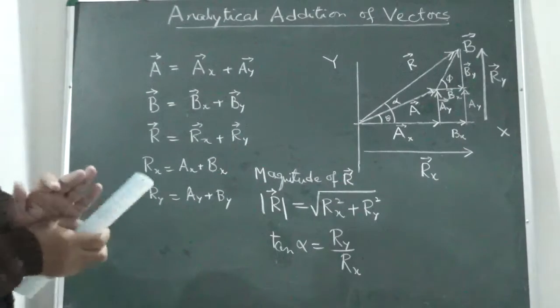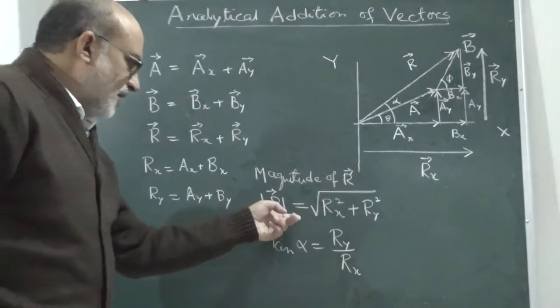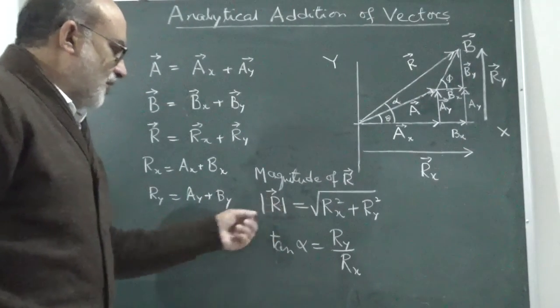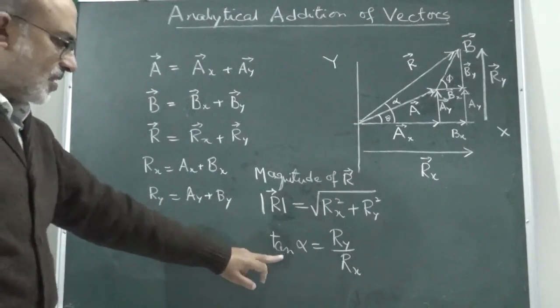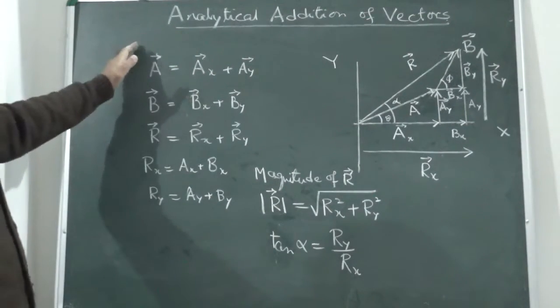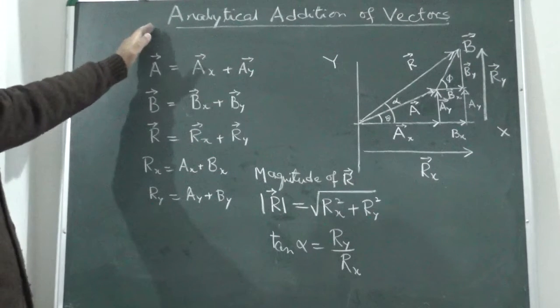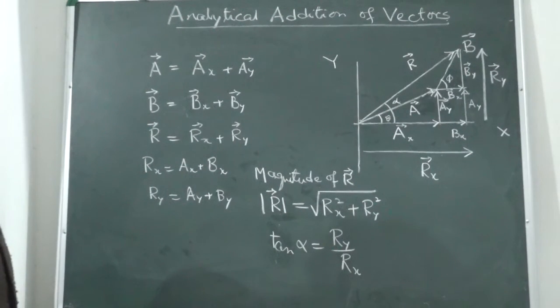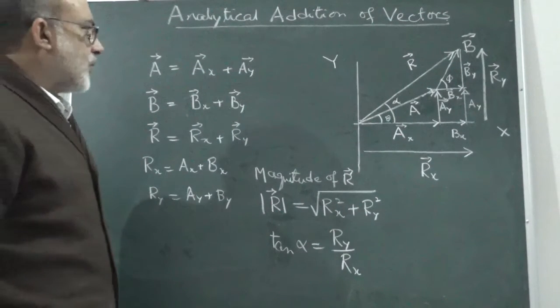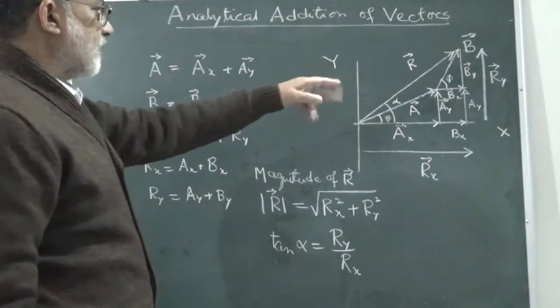So in this way, this is the magnitude of the resultant and this is the direction. In this way you can add vectors analytically. What you have to do in order to add vectors analytically is resolve all the vectors to be added into their x and y components.